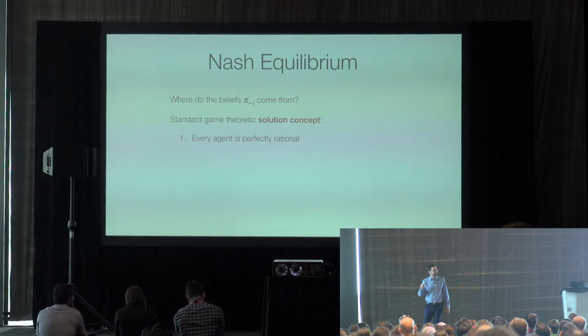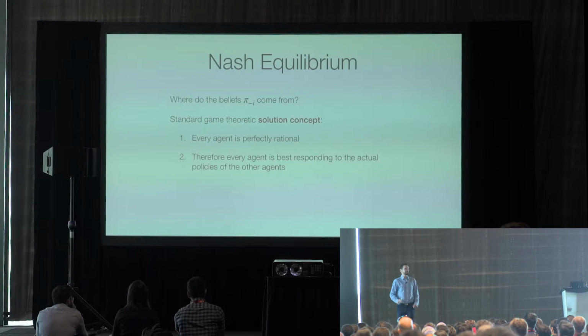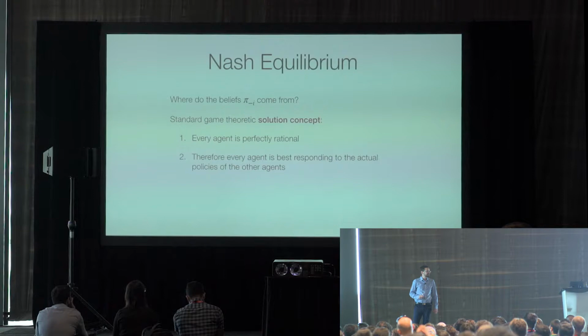Therefore, every agent is best responding to the actual policy. So every agent is perfectly rational. They are super smart. So this is sometimes called the rational beliefs condition. Not only are they rational in the sense of maximizing expected utility, they're also maximizing it against the correct beliefs. Okay?